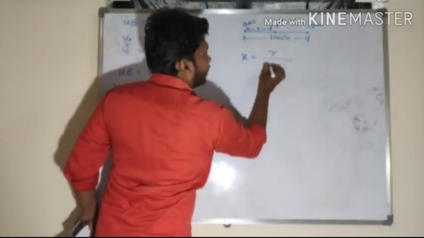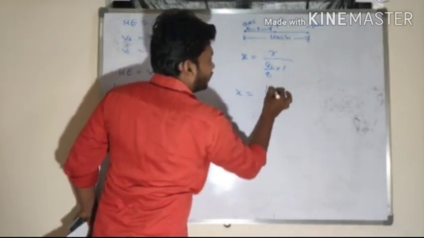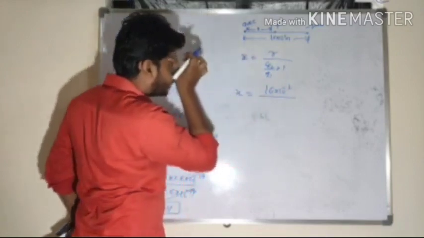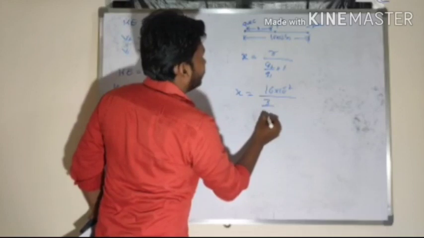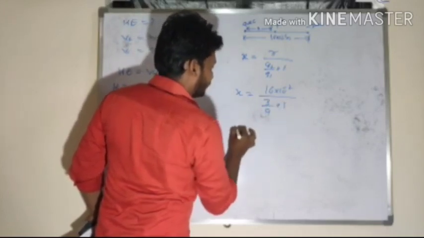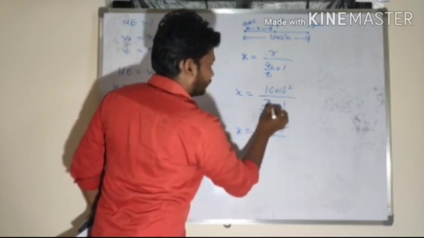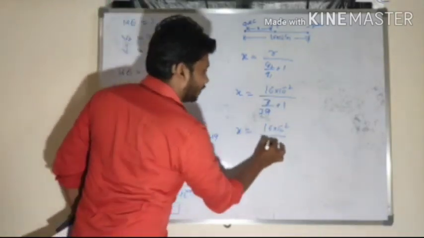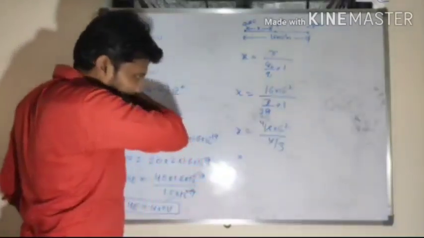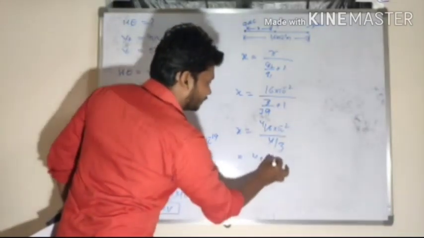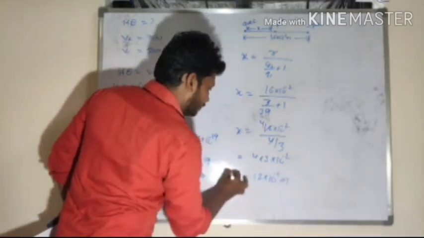For unlike charges, if the neutral point exists between the charges, what's the formula I said? R divided by Q2 by Q1 plus 1. The R value is how much? 16 into 10 to the power of minus 2. The Q2 value is 3 and the Q1 value is 9, plus 1. So x is equal to 16 into 10 to the power of minus 2 divided by 1 by 3 plus 1, that is 4 by 3 here. So 4 into 3 into 10 to the power of minus 2. So 12 into 10 to the power of minus 2 meter here.